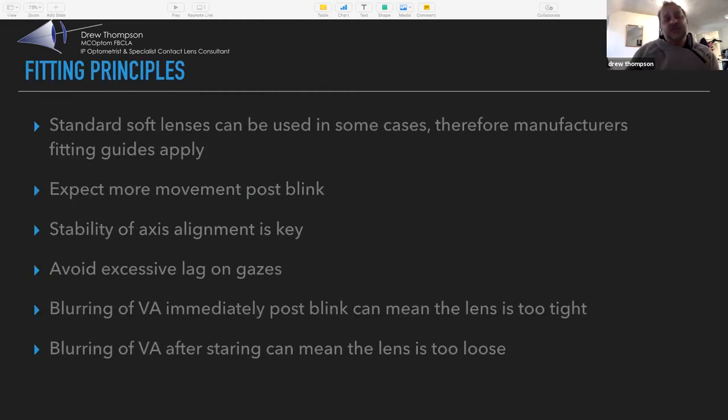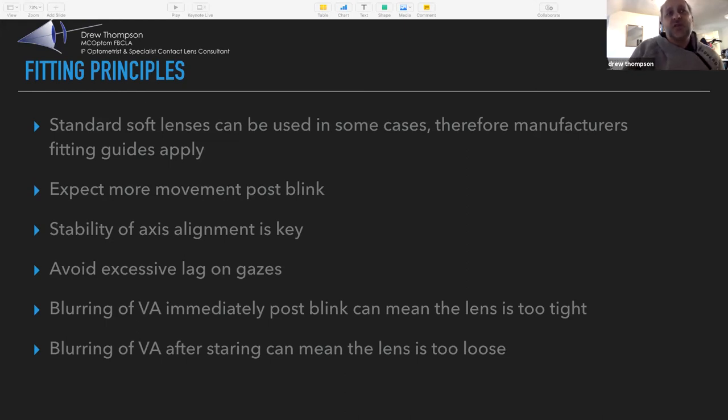Standard soft lenses can be used. Your AccuView or your Cooper Vision lenses, or Cooper Vision in the UK at least, have a very good range of extended range lenses. I think we can go up to still of about 5.75 on a standard monthly disposable lens. Failing that, then you'll need to go on to a more bespoke lathe cut lens.